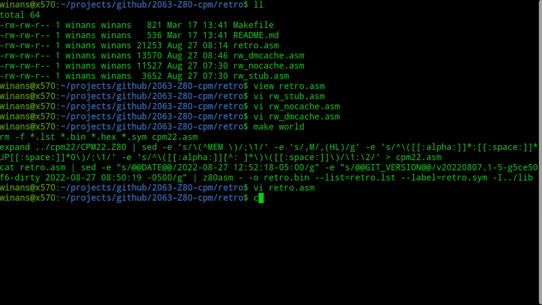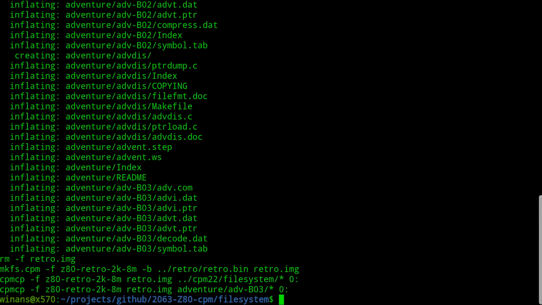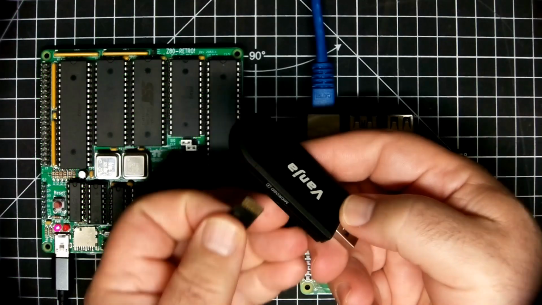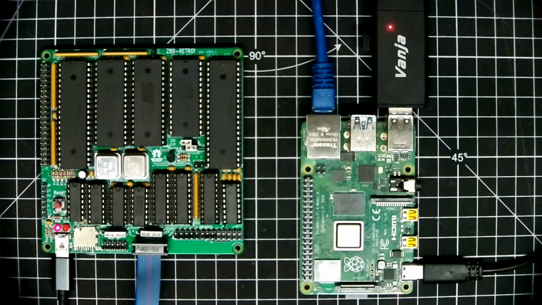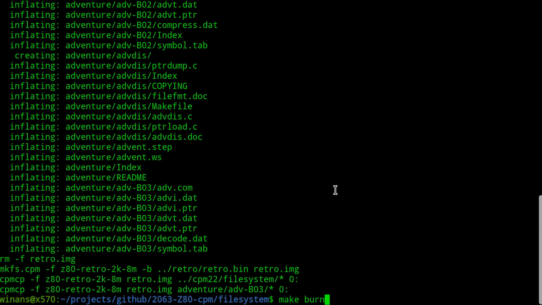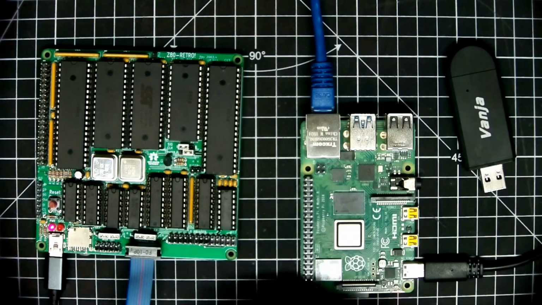Now, let's burn an SD card. And as I've talked about before, if you're on a Raspberry Pi, I have a make burn rule in here that you can just run. Put your SD card in an adapter, stick it in your Pi, do the burn, take out the card, put it in your Retro, hit reset.